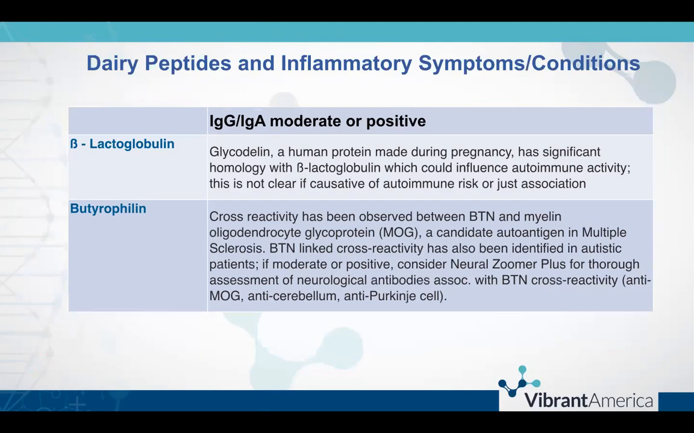So if you are looking at a neural zoomer plus, or if you are running a dairy zoomer on a patient with neurological symptoms, I strongly encourage you to run a neural zoomer plus, because you may be looking at a dairy trigger in the basis of that neurological degeneration or inflammation. And you may be able to implement a pretty profound dietary change in that individual to help reduce some of the inflammation. And you may also catch some other things as far as neurological degeneration that you wouldn't have otherwise caught.